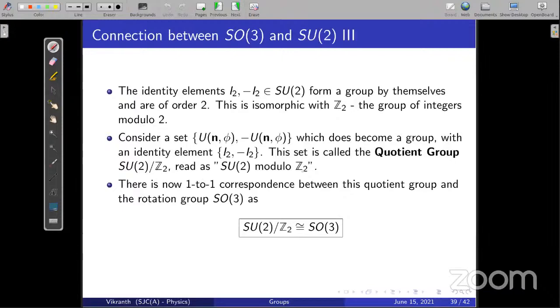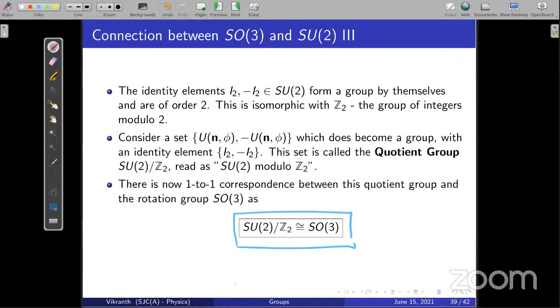And there is absolutely no way that you might have thought initially that there exists some relation between them, but it turns out that there is, right? And these I1, I2, and minus I2 are just identity elements which by themselves form a group, and so on and so forth. And because of that, you have to divide by another group called the quotient, the integer group modulo 2. You don't have to worry about all of that, but this is the exact correspondence between SU2 and SO3, right? SU2 is isomorphic to SO3.